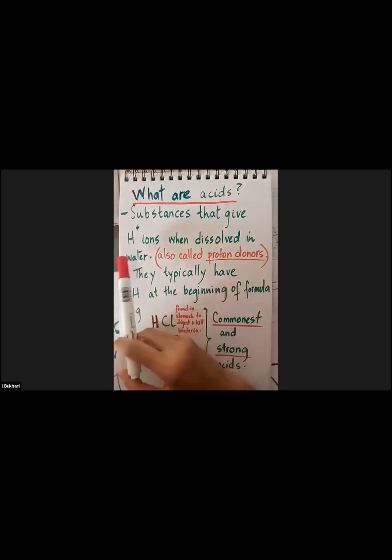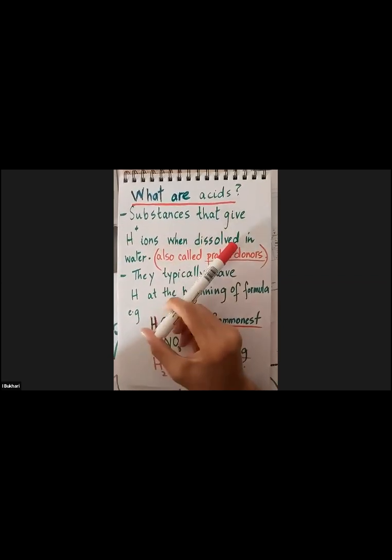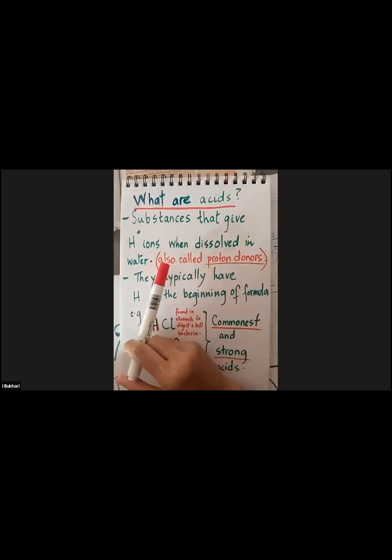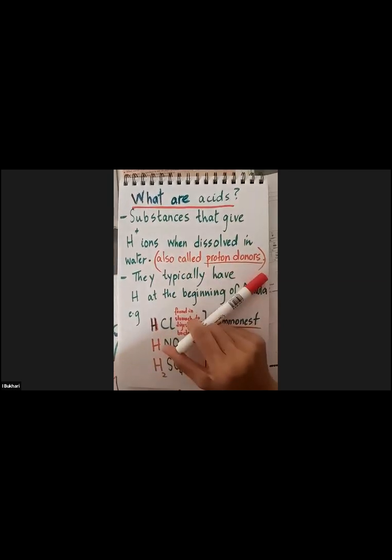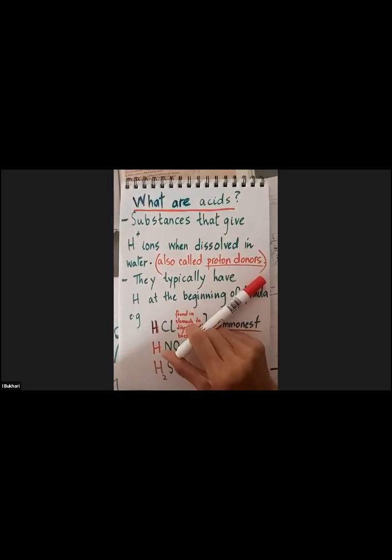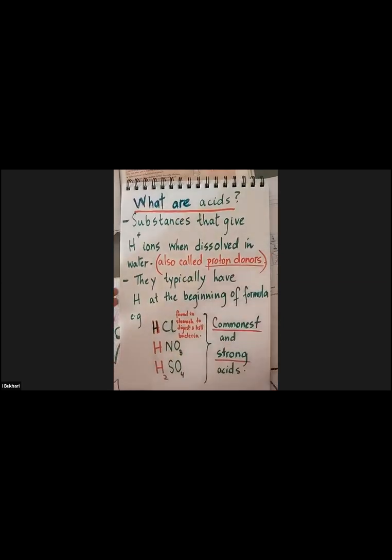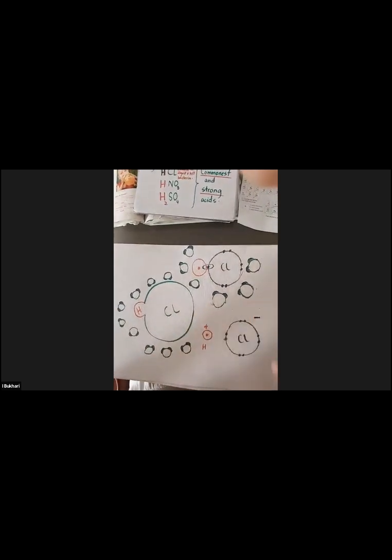Substances that give hydrogen ions when dissolved in water. They are also called proton donors. They give hydrogen ions when dissolved in water. What do I mean by that? Now, I'm giving you an example of a simple acid, which is hydrochloric acid. It is simple because it has only 2 atoms involved, so it's good for my explanation. Now, as the definition goes, they are proton donors or hydrogen ion donors, right?